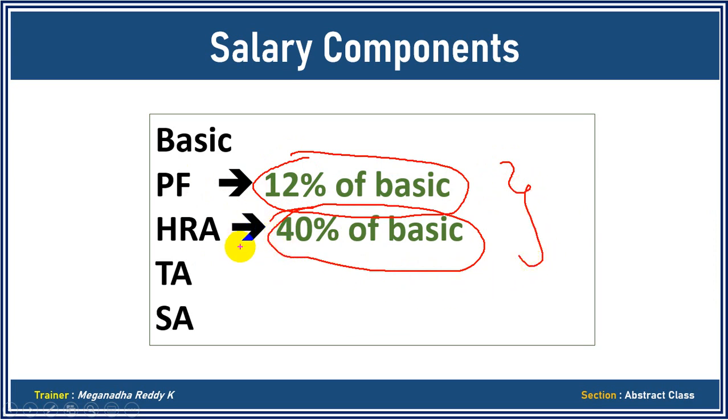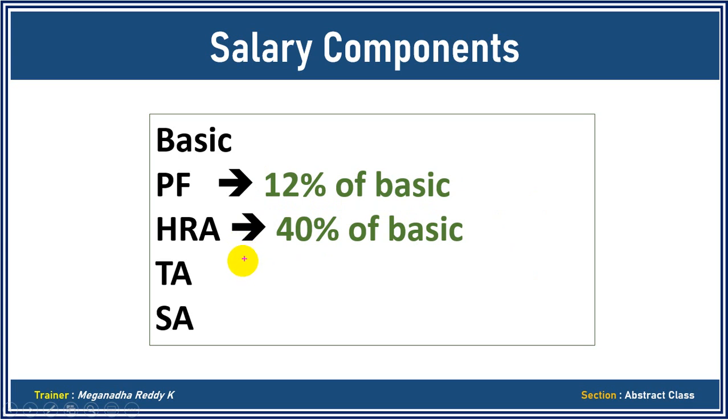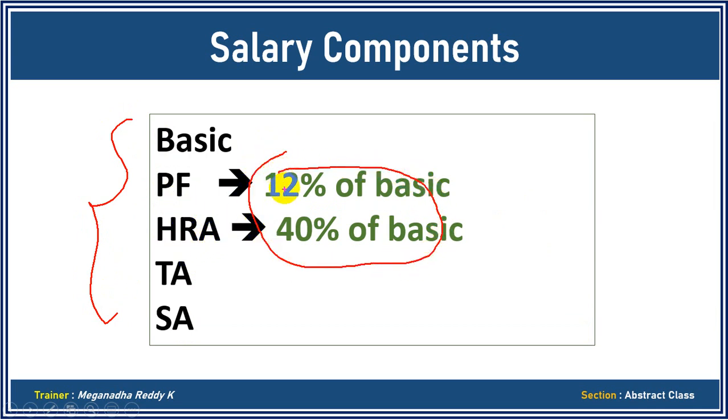So now I repeat, the salary components are these five: basic, PF, HRA, TA and SA. PF stands for Provident Fund, HRA stands for House Rent Allowance, and these two components are mandatory. Also, these two components have a fixed pay, which is 12% of basic and 40% of basic for every company in India. Just for our understanding, we assume it like this. And TA and SA are different for every company.